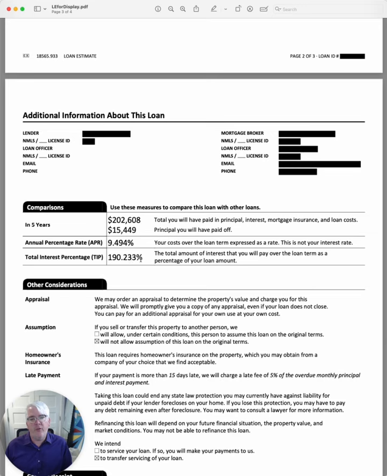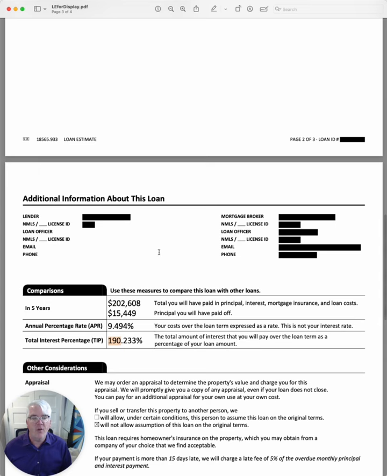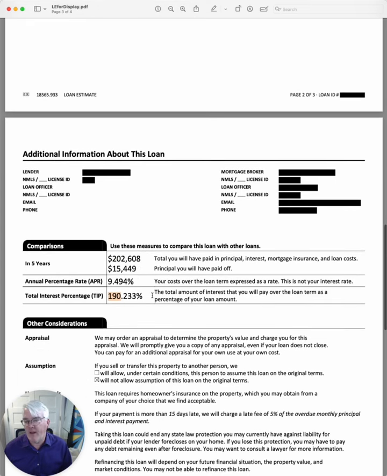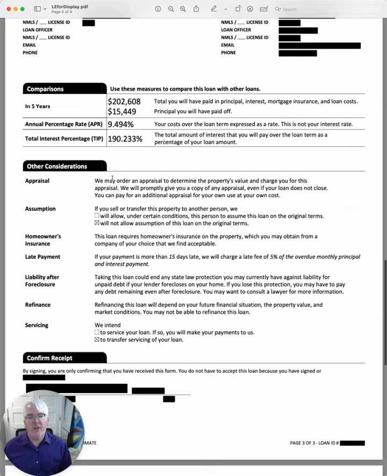This total interest percentage, the TIP, will show you that if you pay this particular mortgage at 9% interest, $375,000 for 30 years, you will pay 190.233% of the loan amount in interest, meaning you're going to pay almost 200% of the loan amount in interest over 30 years, meaning that $375,000 loan is going to cost you $375,000 plus $375,000 plus $360,000 or something like that. So this $375,000 loan is probably going to cost about $1 million if you paid it at 9% over the entirety of the 30 years.